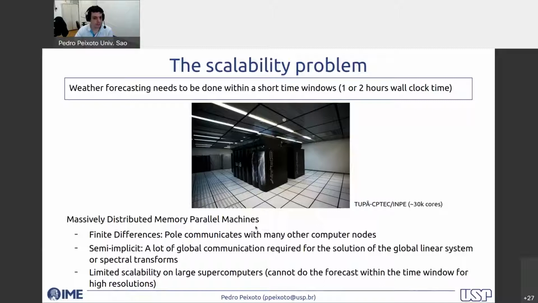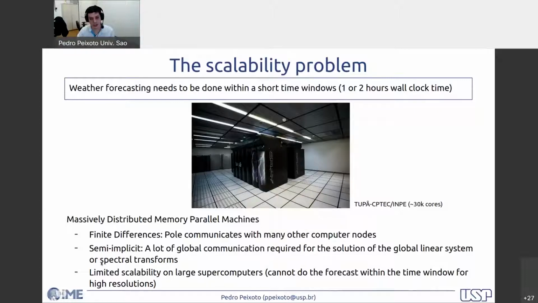parallel machine, if you use finite difference like in WRF, you will have pole communication bottleneck at the poles. If you want to use semi-implicit, you will need to solve a large linear system that usually is creating a global communication problem, and it's limiting the scalability of the models. And spectral transforms as well. So in order to do the transform from physical space to spectral space in spherical harmonics, you do need to have a global communication.